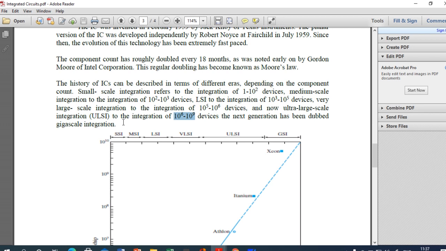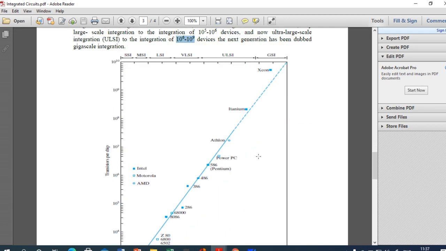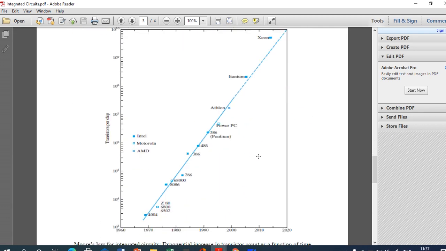Currently we are working on giga scale integration. It starts from 10 to the 9 and goes up to 10 to the 12, 10 to the 15. That many transistors are now possible to place in a single silicon chip. So this is the table which shows how the evolution of ICs has taken place. Here it starts from 1960, because in 1959 the IC was invented by the scientist Jack Kilby.